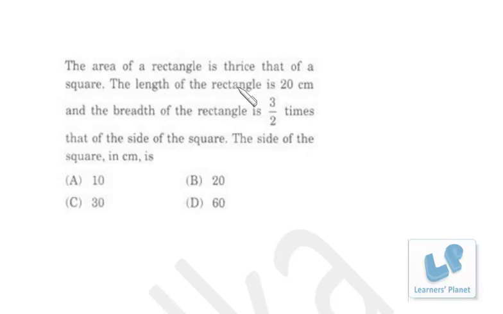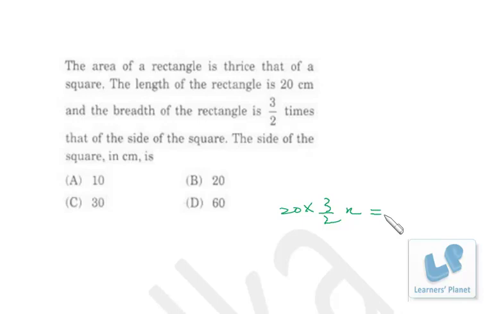So what will be the area of the rectangle? That is 20 into the breadth of the rectangle, which is 3 by 2 times the side of the square. Side of the square I assume x, so the breadth of the rectangle will be 3 by 2 x. Now this is the area of the rectangle, right? Now the area of the rectangle is thrice that of the square, right?